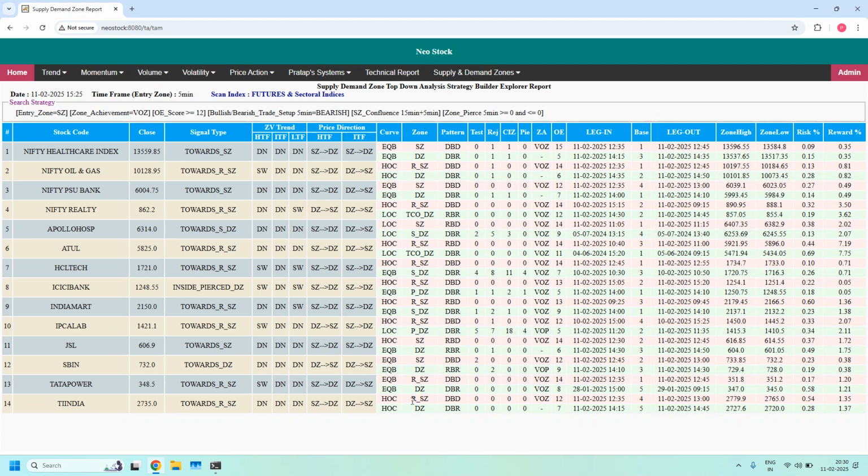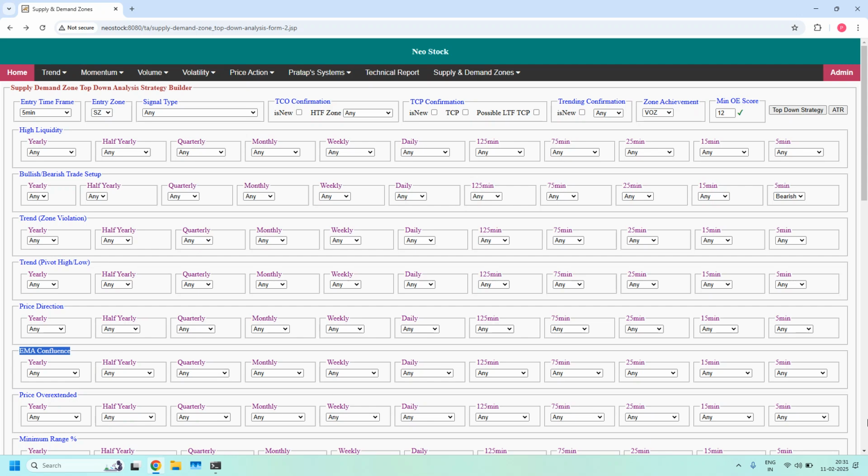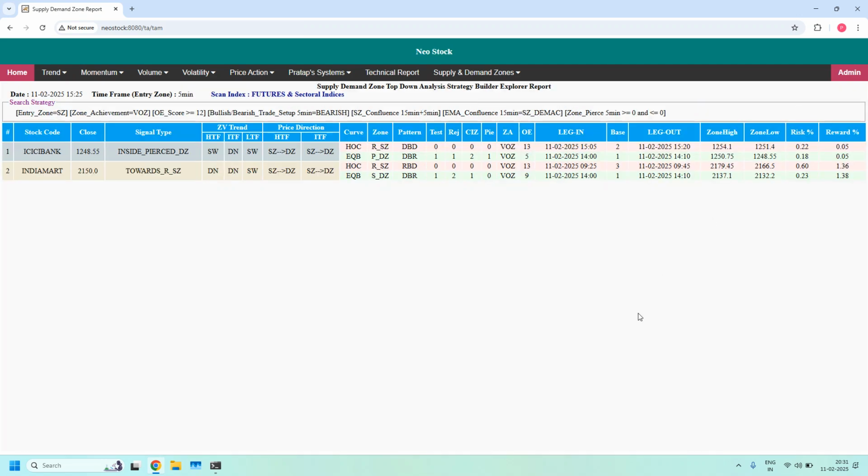In these 14 stocks, these 5 minute supply zones are overlapped with 15 minute supply zone. And the 15 minutes trend is down in all these stocks because it is bearish trade setup, the ITF trend. If any of the 15 minute supply zones are having daily EMA, maybe those zones may get even a little extra probability to get the success. Let's verify. In the EMA Confluence at 15 minutes time frame, I am checking whether the 15 minute supply zone is having daily EMA Confluence or not. With this filter, we got 2 stocks.